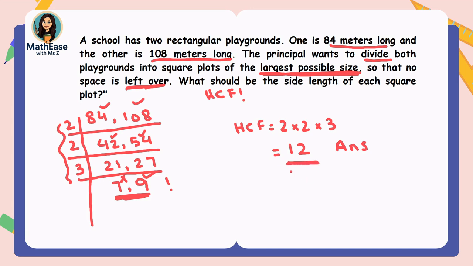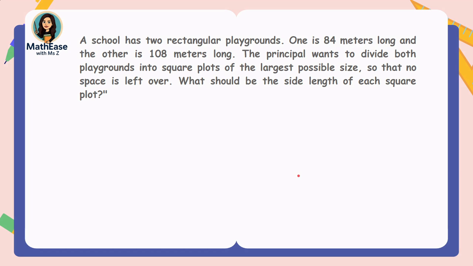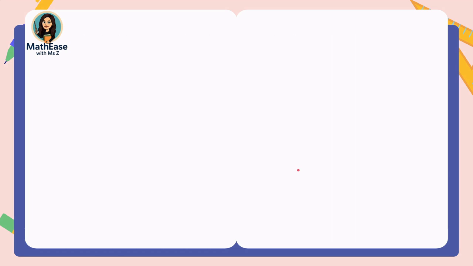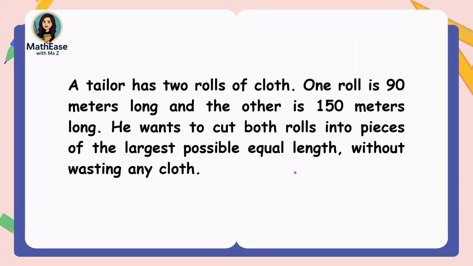Now, don't think I'm going to let you off the hook so easily. Now it's your turn. A tailor has two rolls of cloth. One roll is 90 meters and the other is 150 meters long. He wants to cut both rolls into pieces of the largest possible equal length without wasting any cloth. Write your answers in the comments below and let's see how many of you get it right. And don't worry if you don't. I'm always here to help you out.